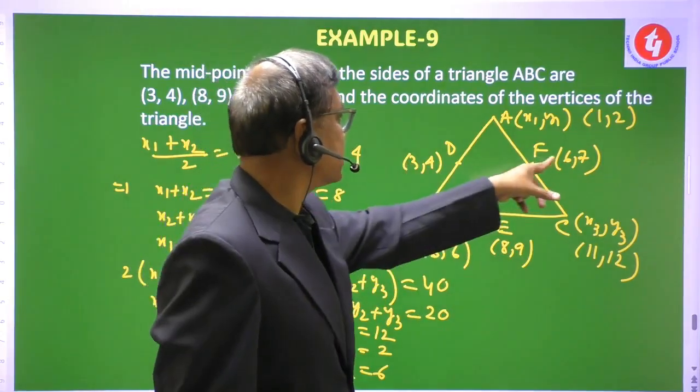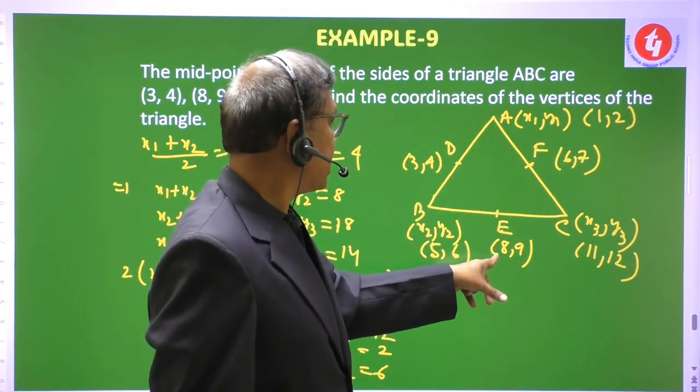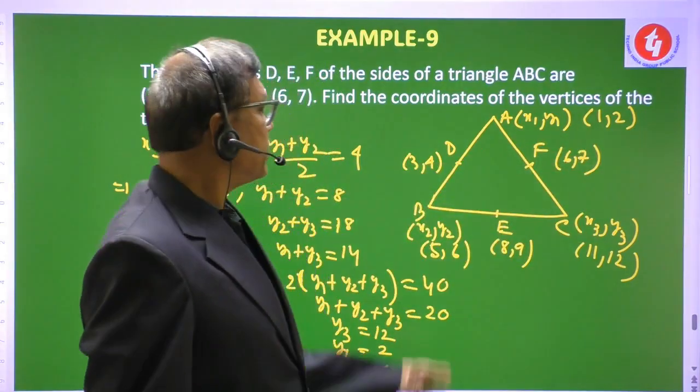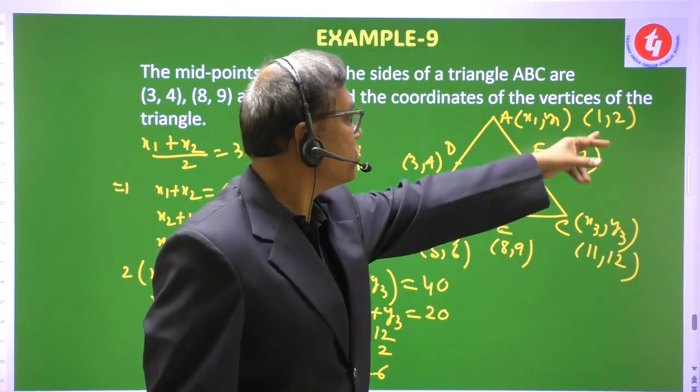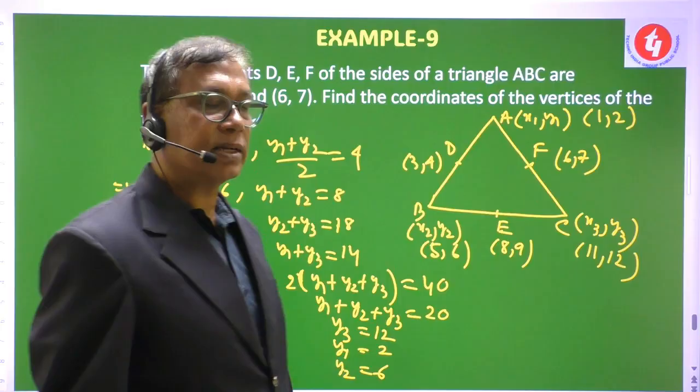That means 3 plus 6, 9. 9 minus 8 is 1. Similarly for Y, 4 plus 7, 11. 11 minus 9 is 2. See how nicely we are getting it.